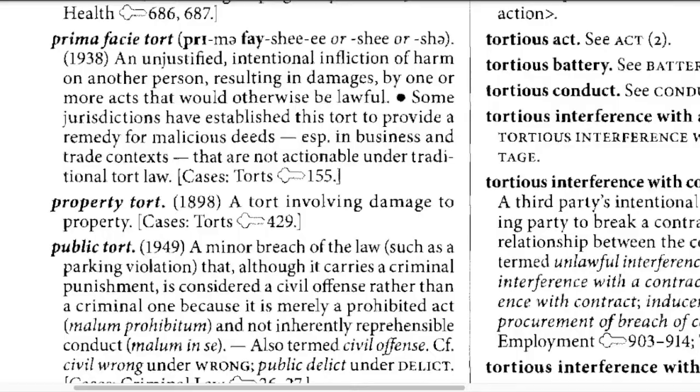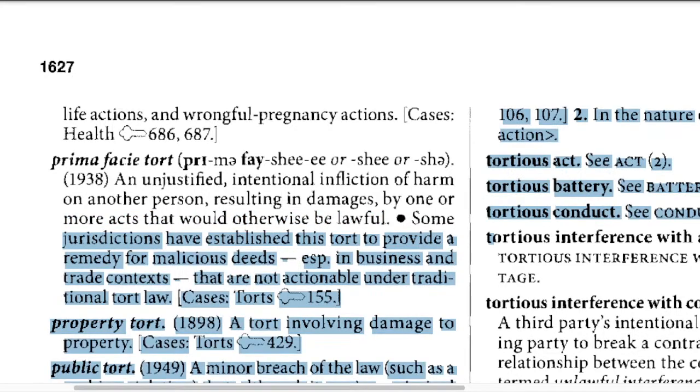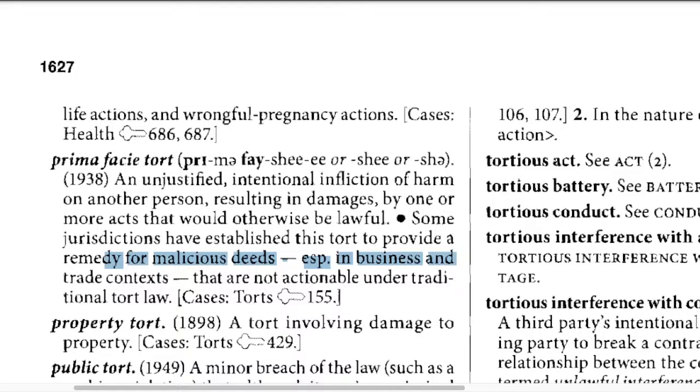We have prima facie tort, 1938, an unjustified, intentional infliction of harm on another person resulting in damages by one or more acts that would otherwise be lawful. Some jurisdictions have established this tort to provide a remedy for malicious deeds, especially in business and trade context, that are not actionable under traditional tort law.